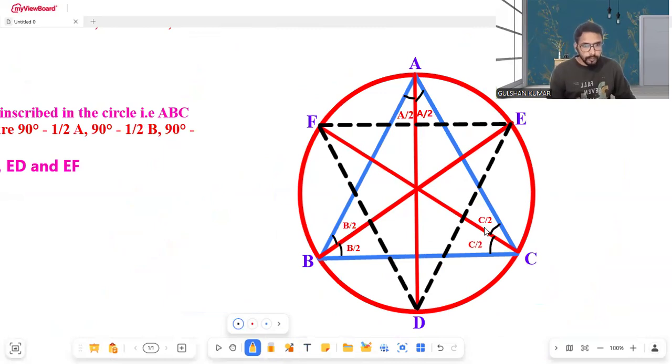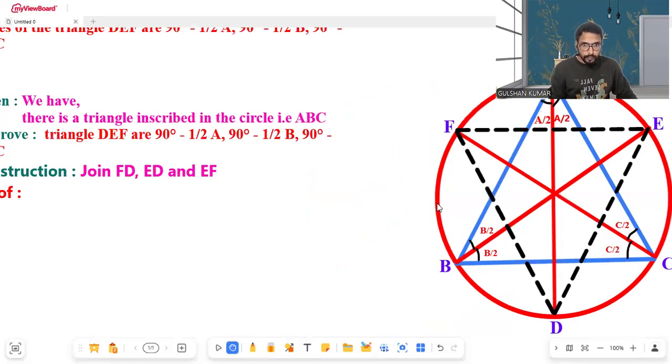Now it is clear that bisector AD is the bisector of angle BAC, FC is the bisector of angle ACB, and BE is the bisector of angle ABC. So now coming to the question.